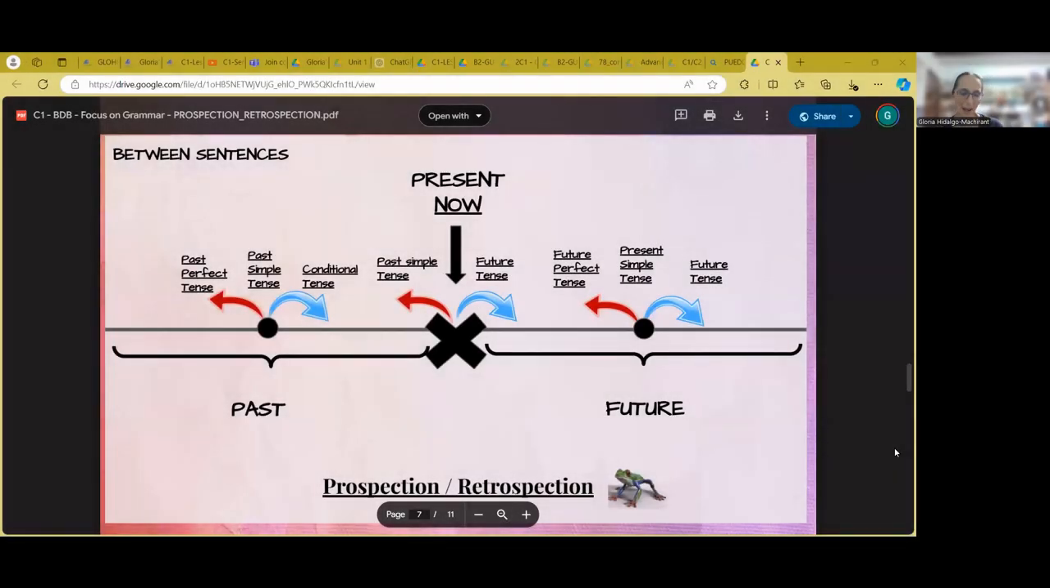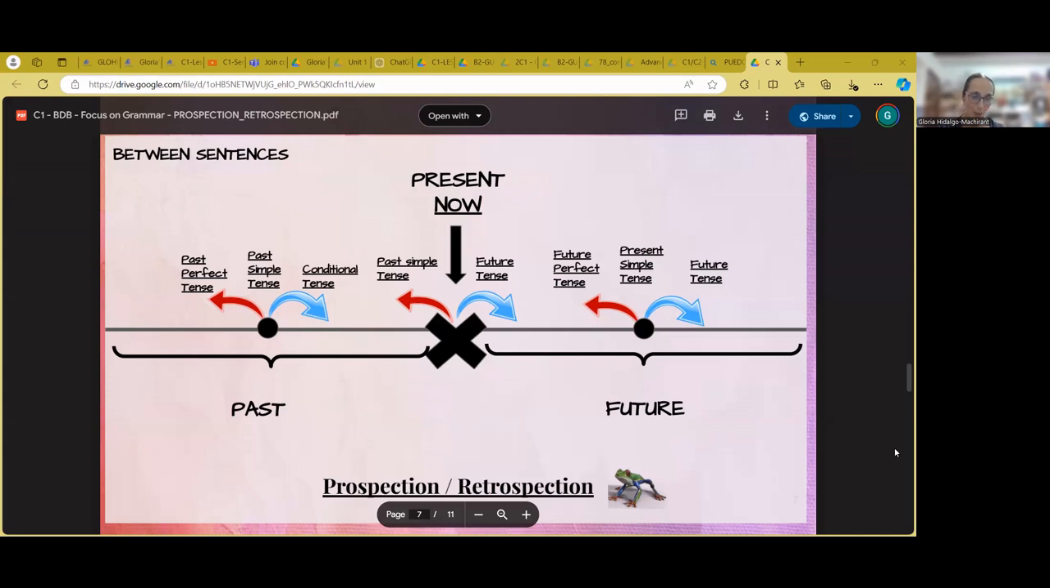Okay, we have explained the concepts of prospection and retrospection. We have explained how they might affect the relationship between verb and complement, how they might affect the relationship between the auxiliary and the main verb within the verb phrase, and we have also explained how they might affect the relationship between two sentences.